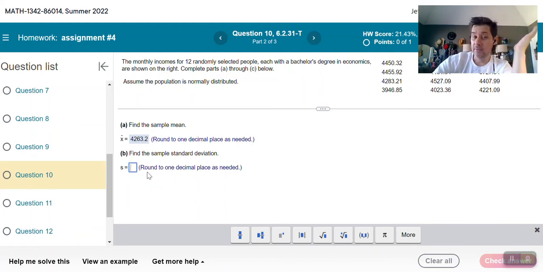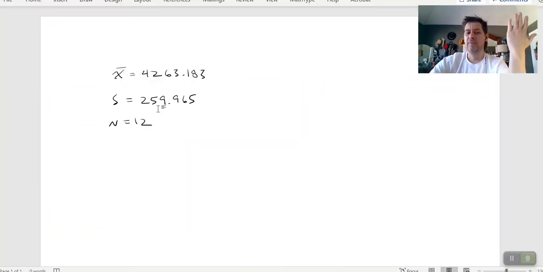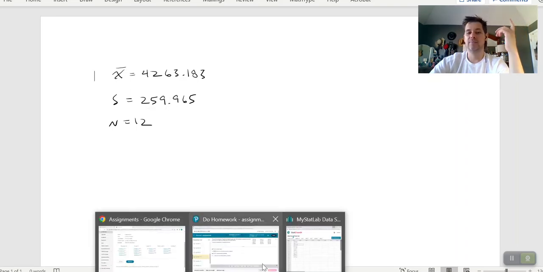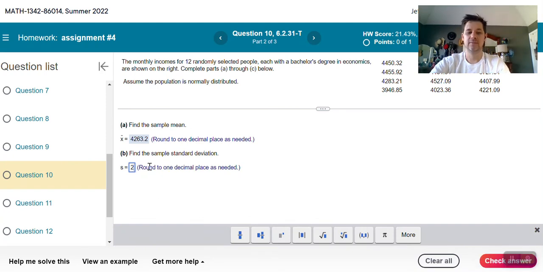Sample standard deviation. I've done that already too, and it says round to 1 decimal place. But I got 259.965. Well, if I round that to 1 decimal place, that 9 has to go up 1 digit, which would bring it to a 0, and then this would go up 2. So that'd be 260.0 if I round to 1 decimal place. 260.0.